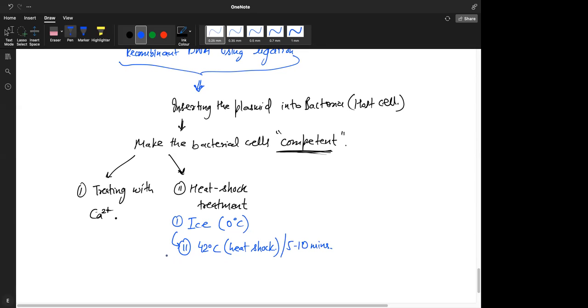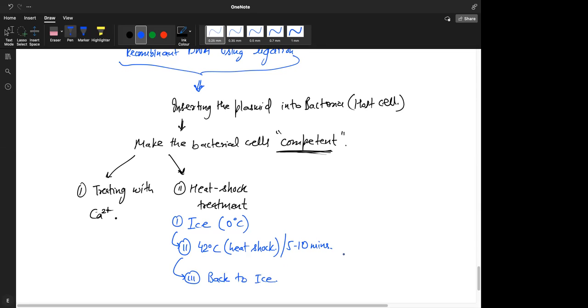And then we have to put it back to ice. In this time frame, it's enough to give the heat shock, and it makes the bacteria able to take up the recombinant DNA. When we keep it at 42 degrees Celsius briefly with the plasmid vector, in that moment many plasmid vectors can enter, because the bacteria's pores are bigger now.